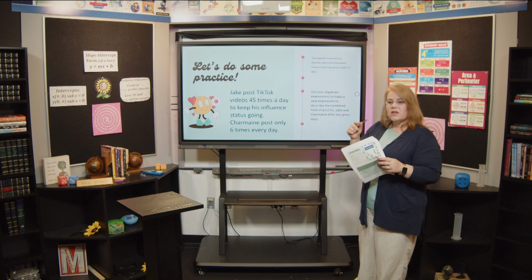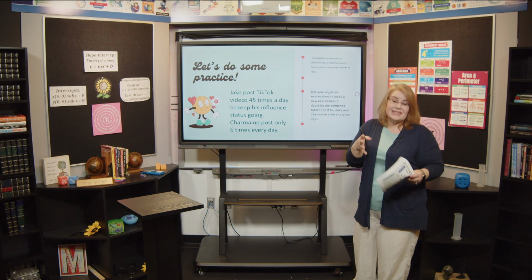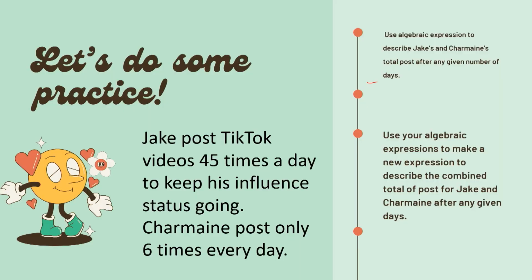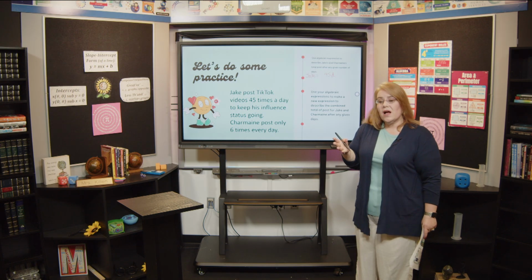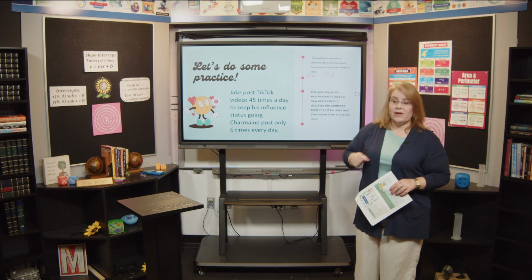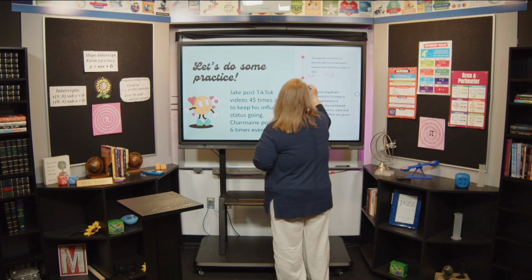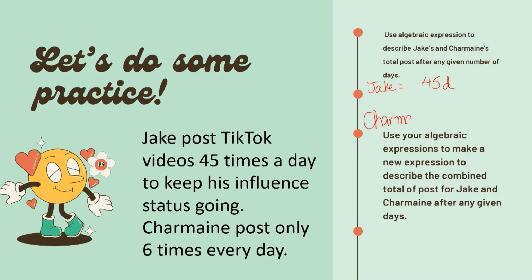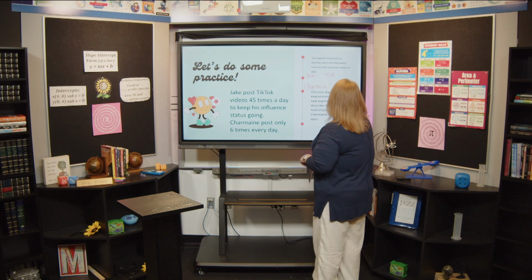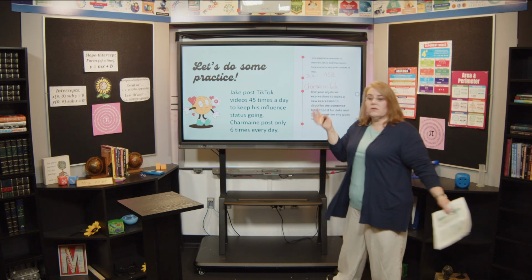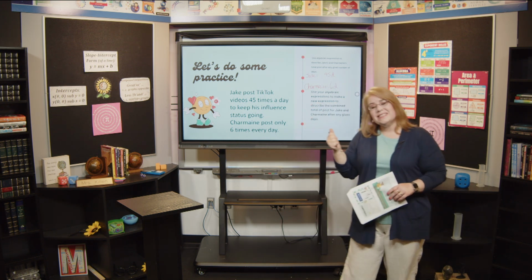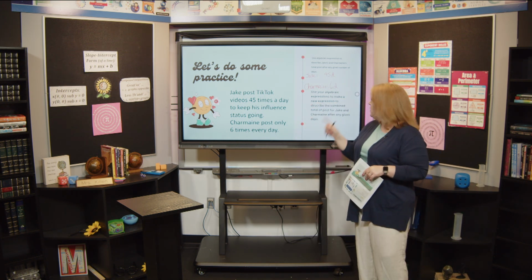All right, so this is what I'm going to do, and see if mine looks something similar to yours. So I'm going to write Jake so we know who I'm talking about. Jake posts 45 times every day. I don't know how many days we're talking about, so I'm going to put the variable D for days. So now let's look at Charmaine. It said Charmaine posts 6 times every day. Still don't know how many days I'm talking about, but I got 6 times that she's posting every day. Now let's look at this last one.